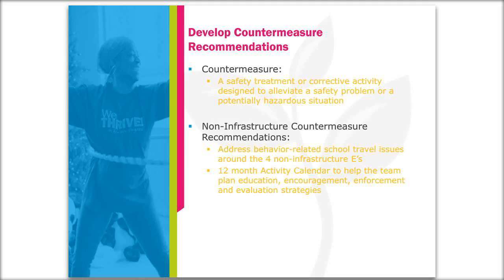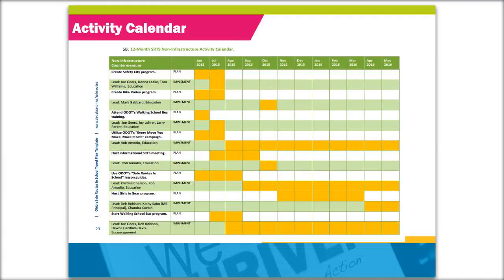Let's first talk about the non-infrastructure countermeasures. These are going to address behavior-related school travel issues around the 4 non-infrastructure E's, which are education, encouragement, enforcement, and evaluation. By the end, you're going to know these 6 E's off the top of your head. Your team is going to create a 12-month activity calendar to help the team with those strategies. This is what the activity calendar looks like.